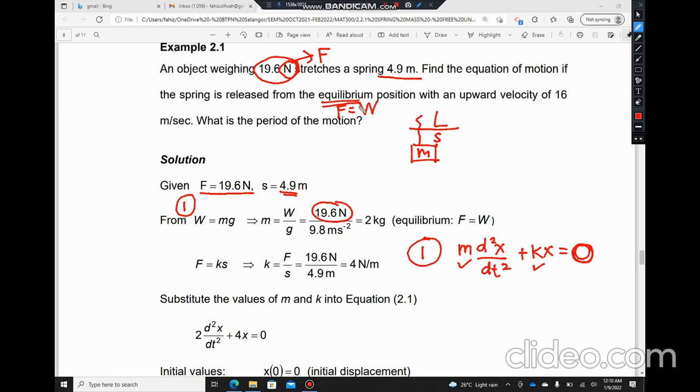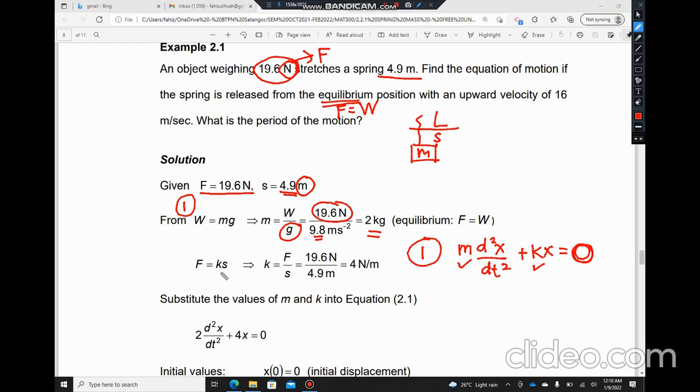So since kita dah ada nilai F, kita boleh assume dia sama dengan nilai W. So it means that this one F equals to W, so W pun 19.6. Okay, so this one gravity, since dia dalam unit meter, kita guna 9.8 meter second negative 2. Bila solve kita akan dapat M equals to 2 kg.